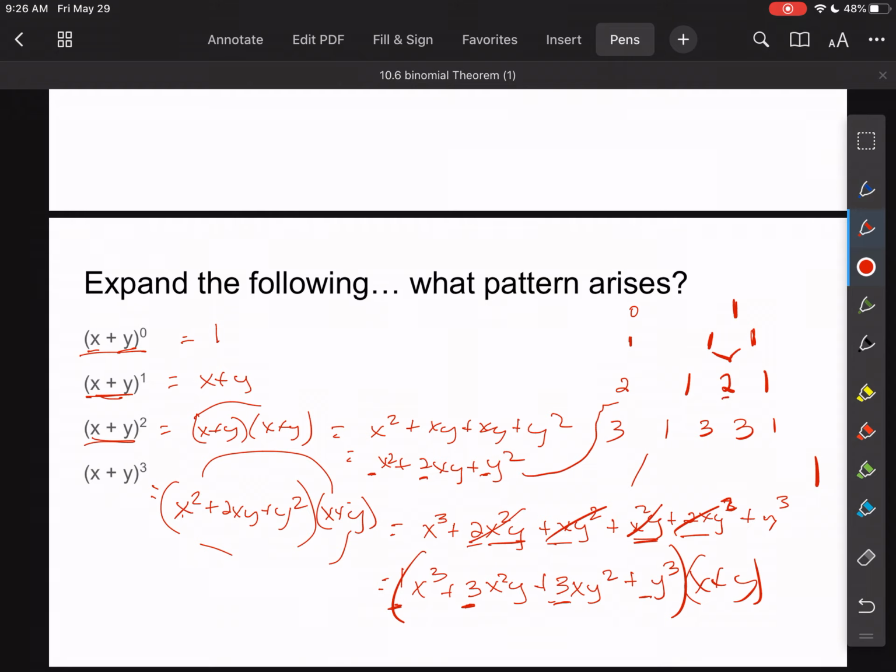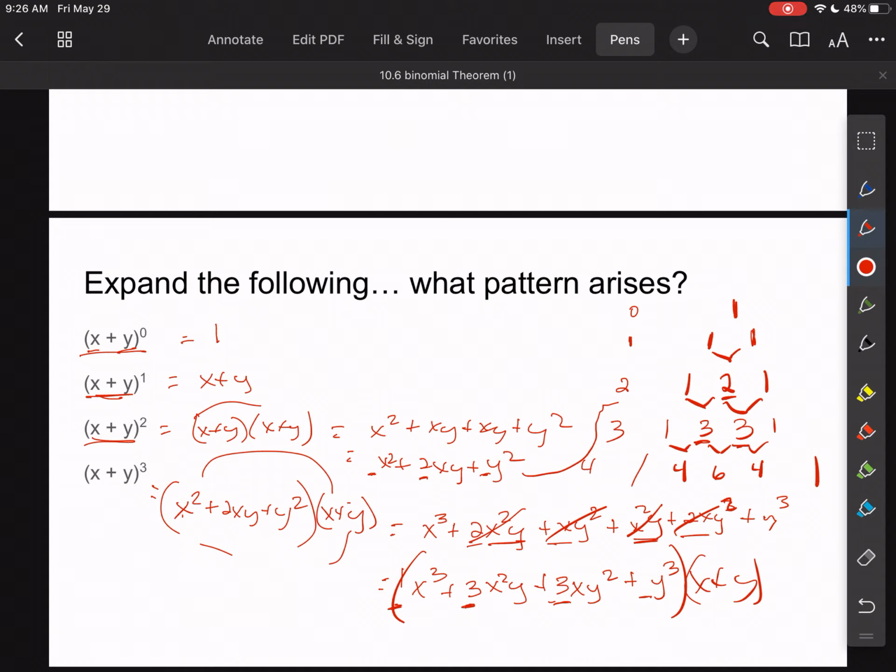So 1 plus 1 gives me the 2. 1 plus 2 gives me the 3. Okay, 2 plus 1 gives me this 3, and then 1. So then on my next round, I would have 1 plus 3, which gives me 4. 3 plus 3, which gives me 6. And then 3 plus 1, which gives me 4. So if I were to expand this out the next time, without doing it now, I can use my pattern, right? Without doing this whole expansion out, I actually know what it is.